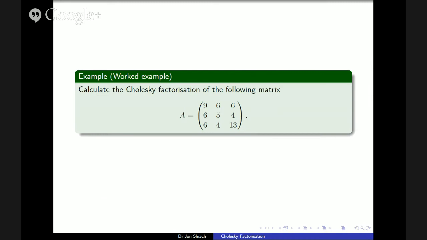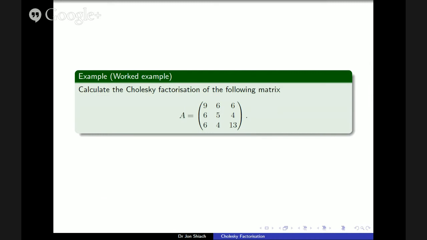Okay, so we've calculated all 6 elements. Put them together. What's our L matrix? Well, we know we've got zeros in the upper triangular part. Okay, L11 was 3. We've got 2, 2, 1, 0, and 3. And that's the Cholesky factorisation.